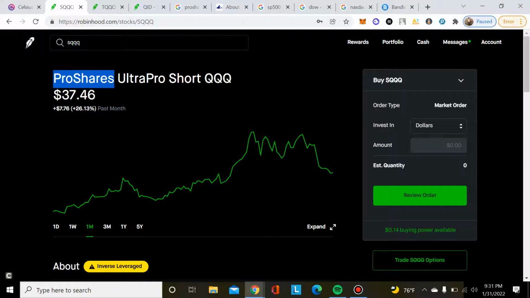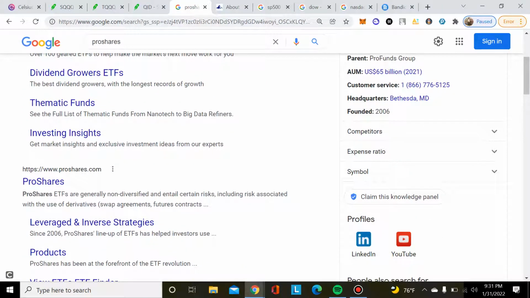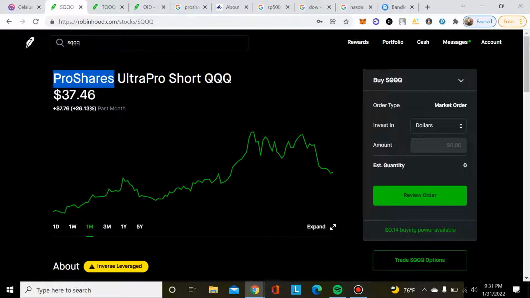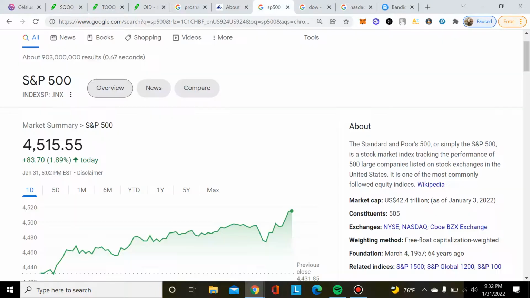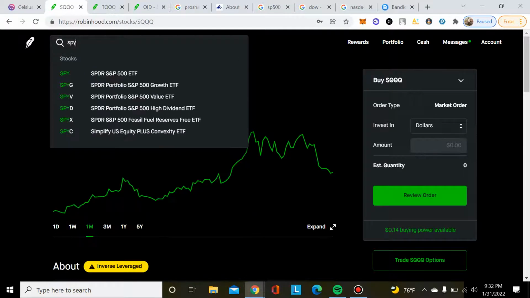But if you were confused as to what the ProShares are, ProShares is basically a fund, and funds can track certain stocks. So instead of you buying the exact companies, some funds tend to track the stocks and then give you exposure to them that way. So instead of you buying the S&P 500, there's something called the SPY, which gives you a different exposure to it.